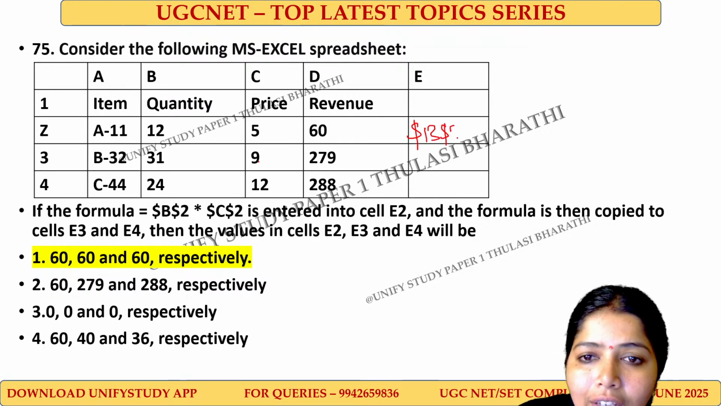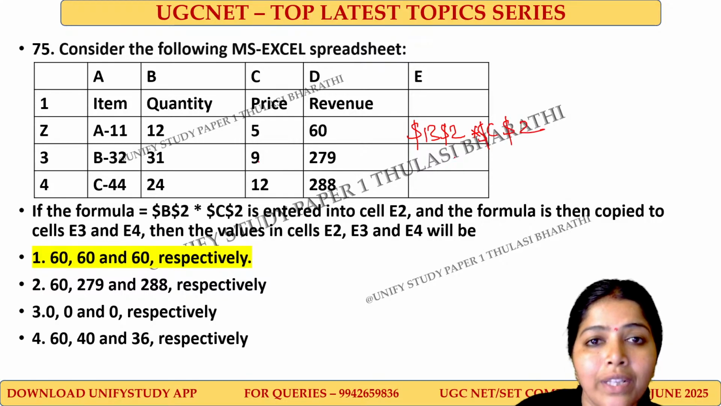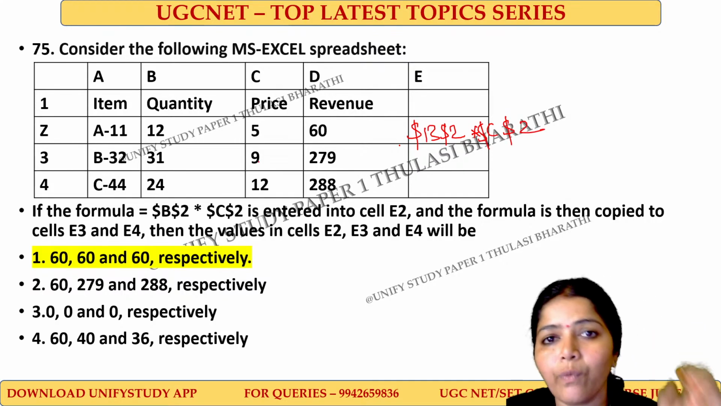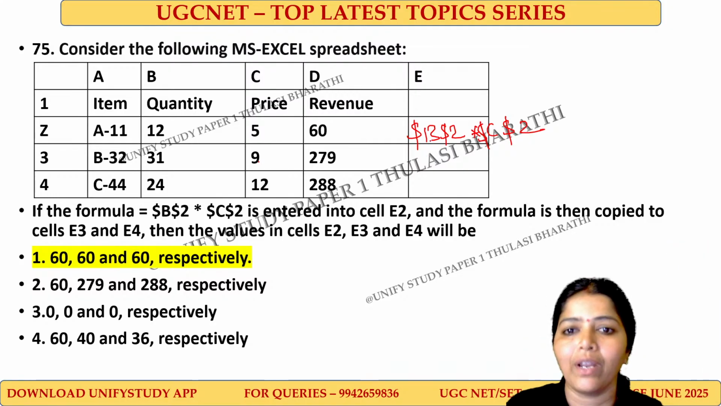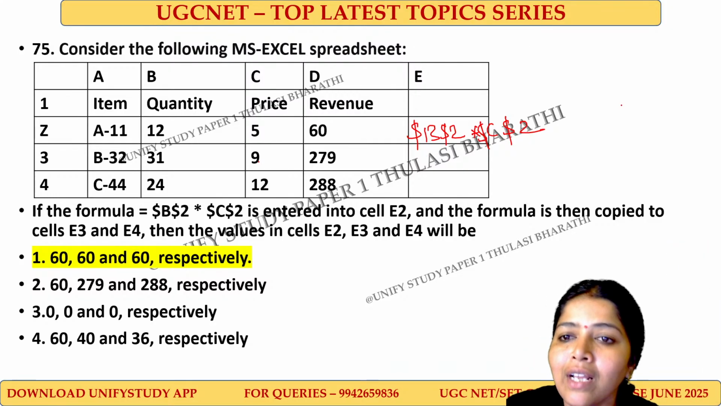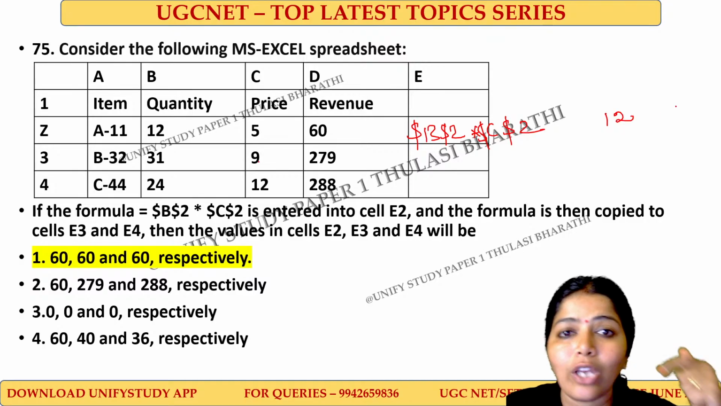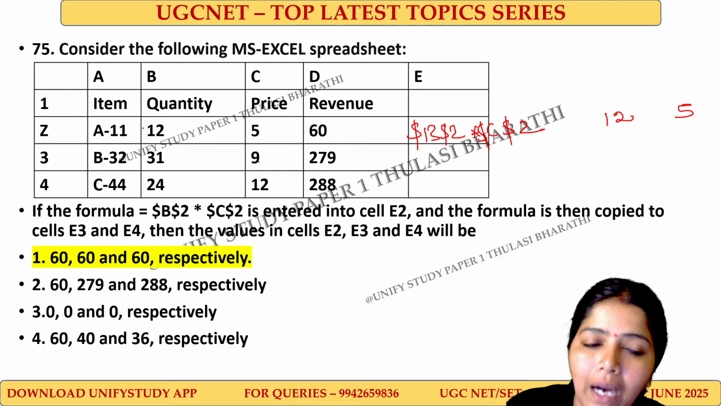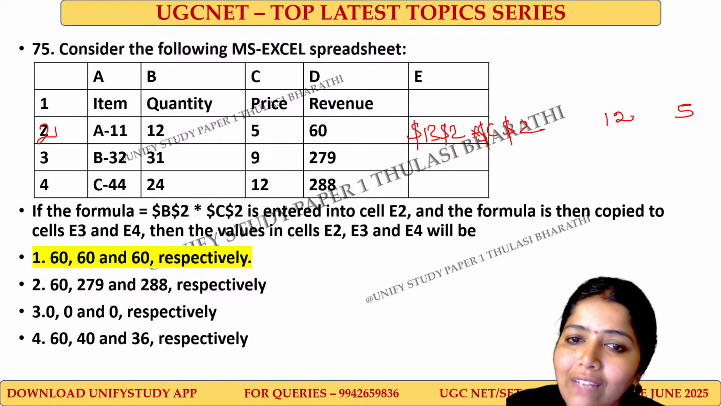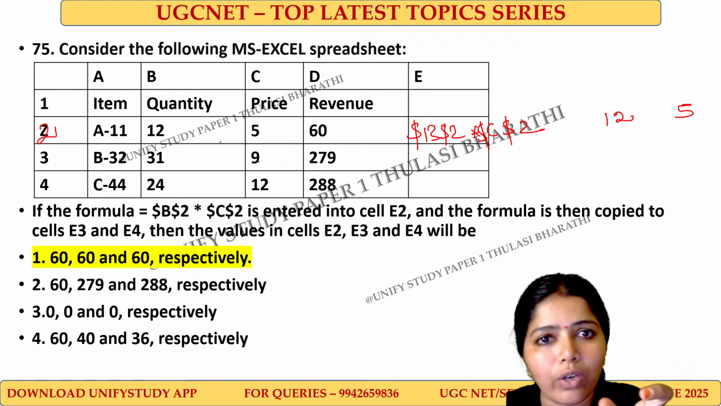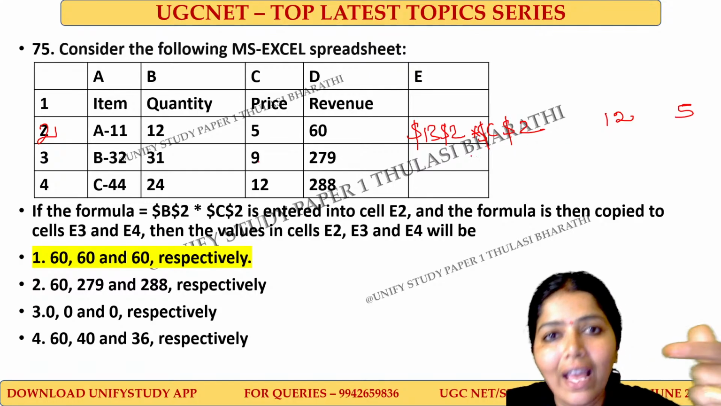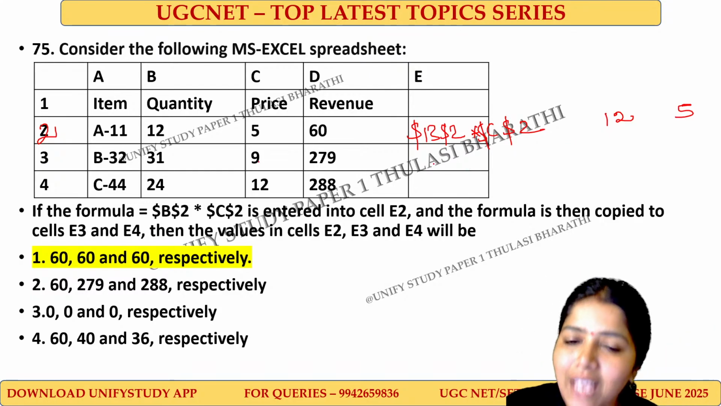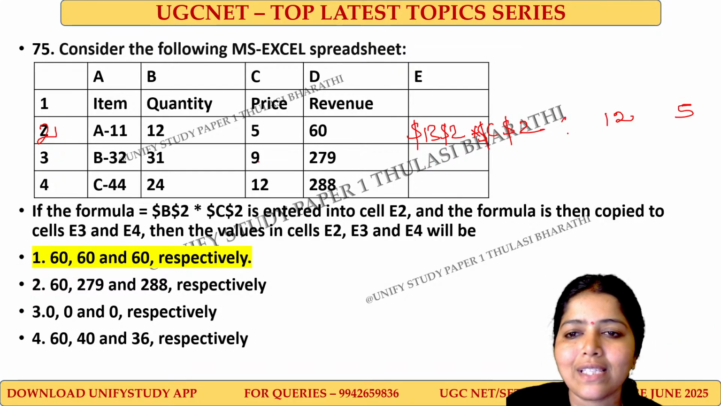$B$2 into $C$2. The values of those cells will be fixed even when it is copied. What is the value of B2 here? The value of B2 is 12. The value of C2 is 5. Hence, I have fixed the column B and also the row, it has been fixed. Even if I copy to the next cells, the same will be replicated. Here 12 into 5, 60 will come.